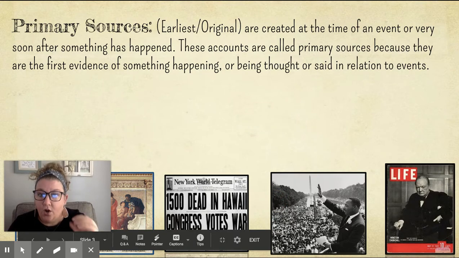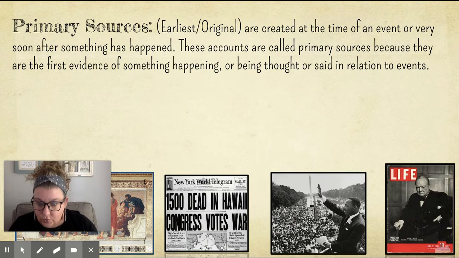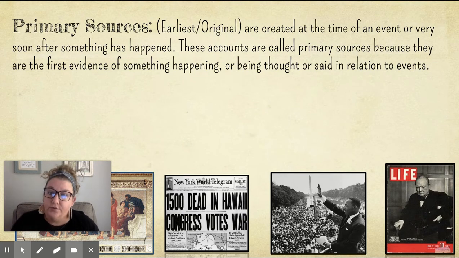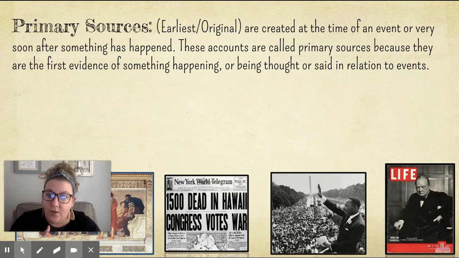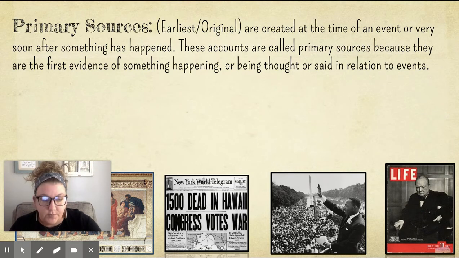Primary sources are the earliest or the original source. So a primary source was created at the time of an event or very soon after something happened. These accounts are called primary sources because they're the first evidence of something happening. So, examples of that are people who were at an event writing about the event. They could write about it 5 years later, but as long as they were present at that event, then their account of that event is a primary source.